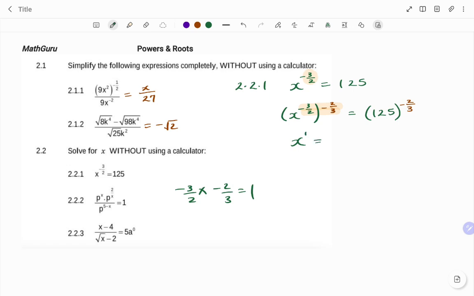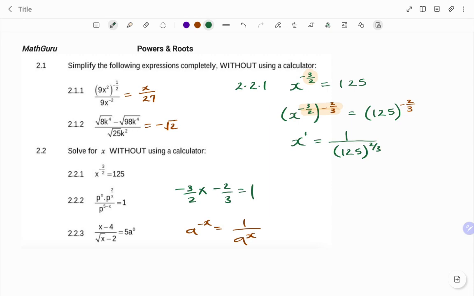equals, on my right hand side I'll start by making that a positive exponent, and like I explained in the first part of the question, a to the power of negative x, to make it positive, will be 1 over a to the power of positive x. So if I take my 125 to be my denominator, that'll be 125 to the power of positive 2 over 3.